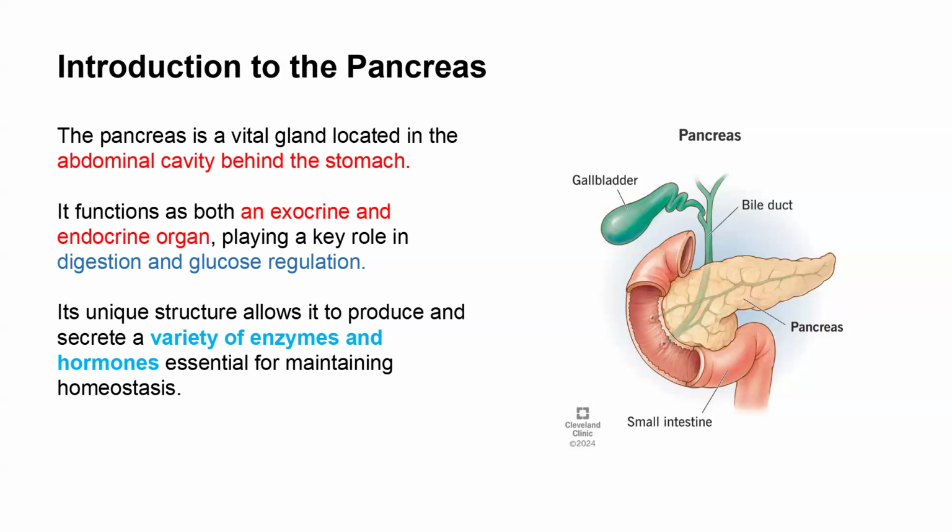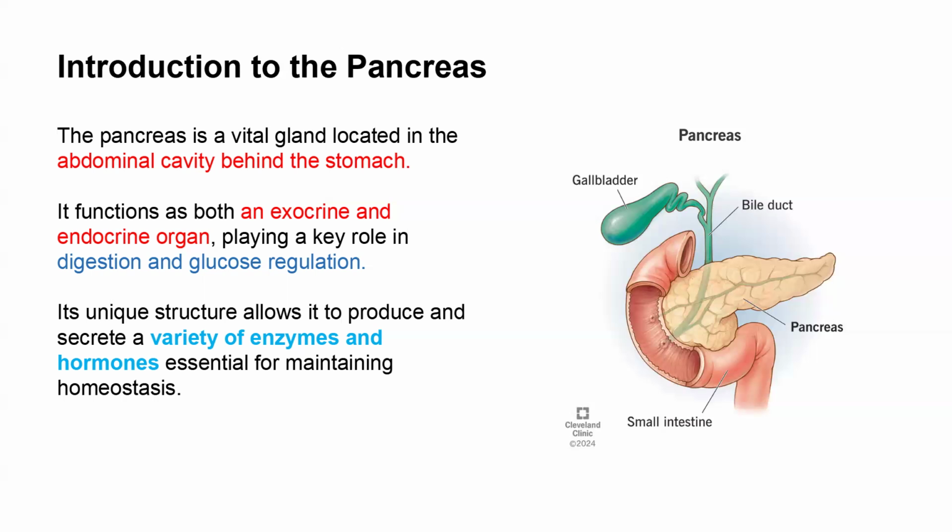So you see, ladies and gentlemen, if you are asked to answer a question related to pancreas structure, the first thing you start with is the location. It is a vital organ located in the abdominal cavity behind the stomach. That's the first point. And then the second point, it functions as both an endocrine and exocrine organ.